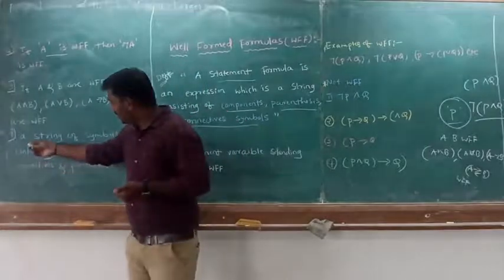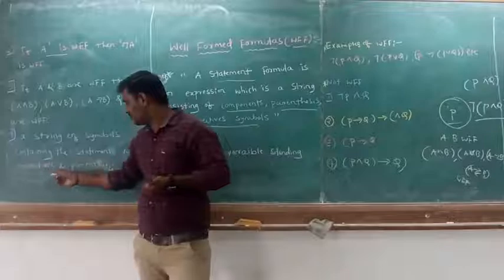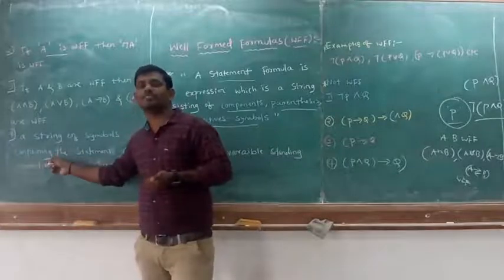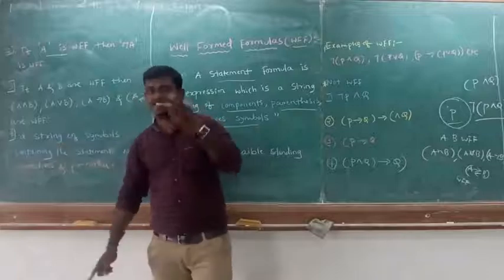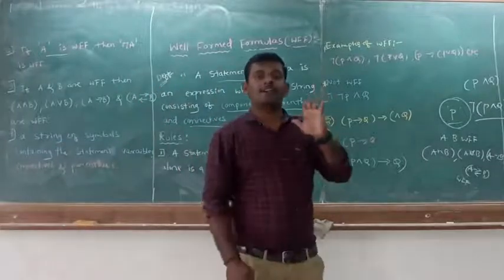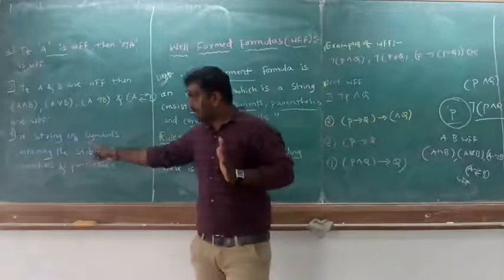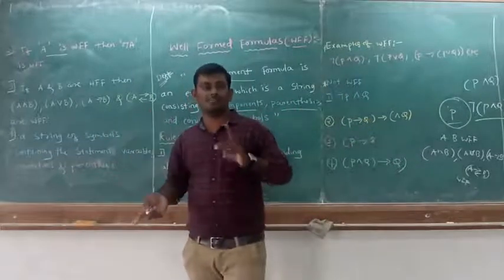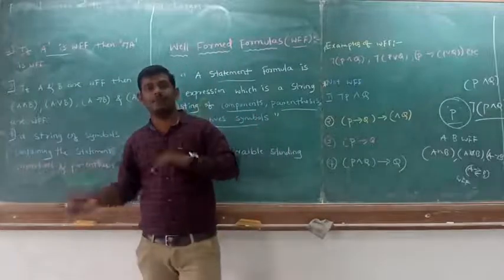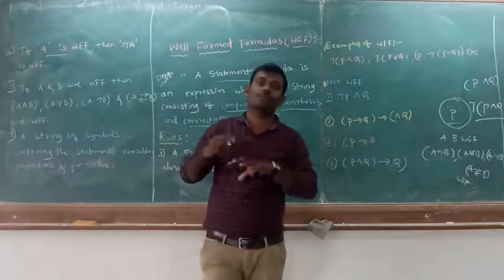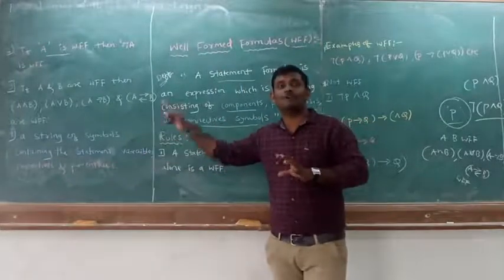And the fourth one is a string of symbols containing the statement variables, connectives and parentheses. This is the fourth rule, the definition of a well formed formula. The fourth rule states that any string consisting of the components, the variable or primary statement, plus connective symbols plus parentheses, we call a well formed formula.